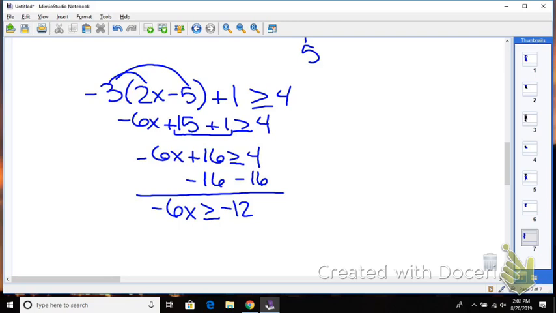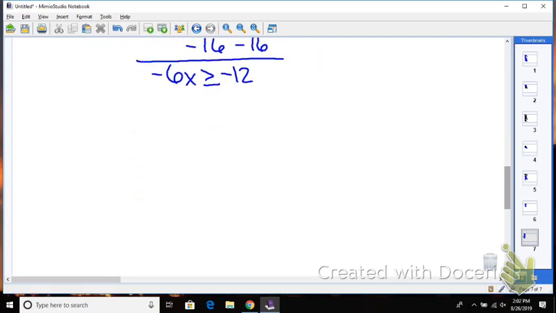Now, what do I have to do next? You have to divide by the negative 6 and you flip it around. Okay, we're dividing by negative 6. It doesn't matter that this 12 is negative. That means nothing. Everything is because we're dividing by this negative. So I have x is now less than or equal to positive 2.